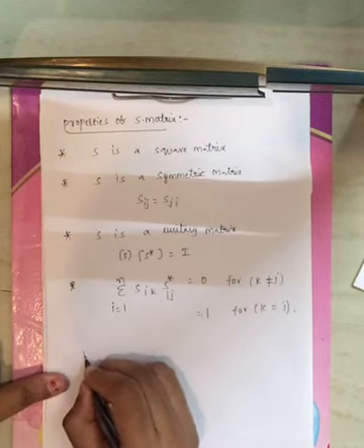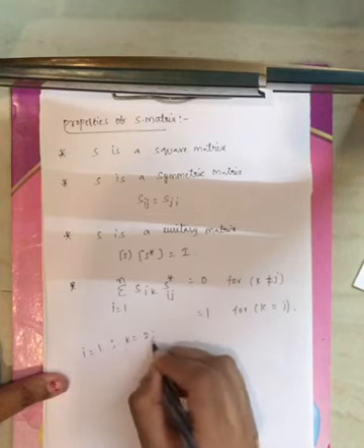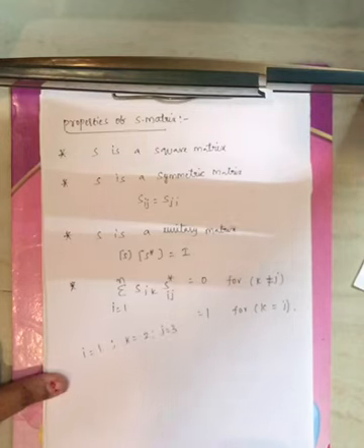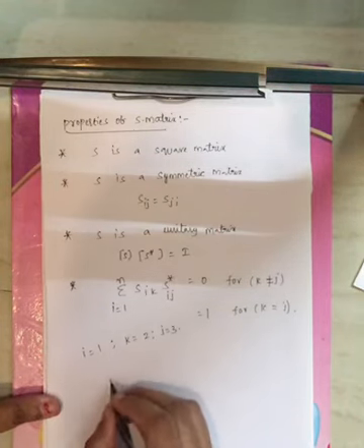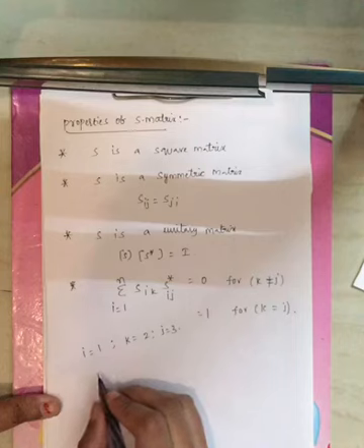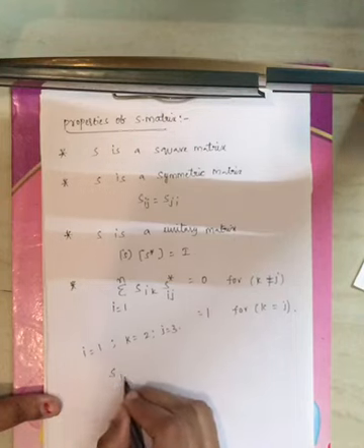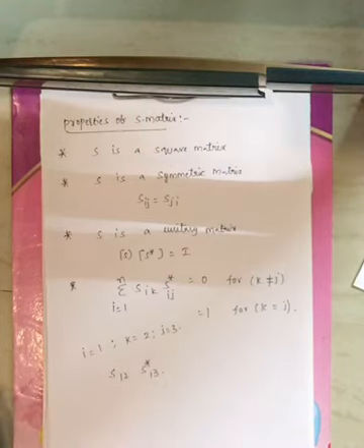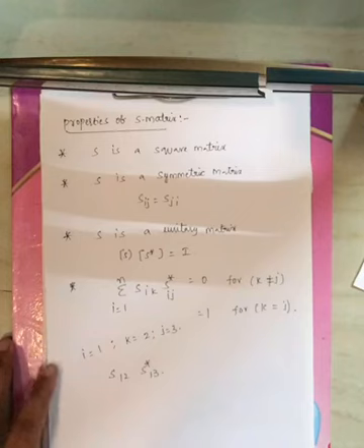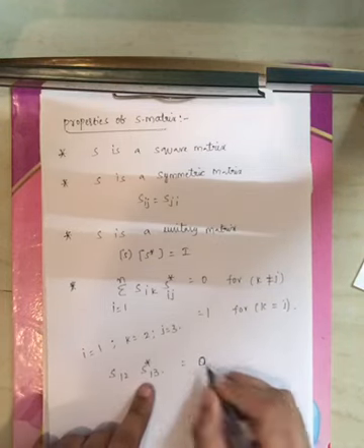Now consider i equals 1, k equals 2 and j equals 3. When i equals 1, k equals 2 and j equals 3, the summation gives S12 into the conjugate of S13. When I multiply this, you will get 0.